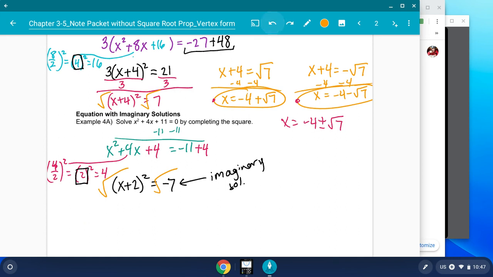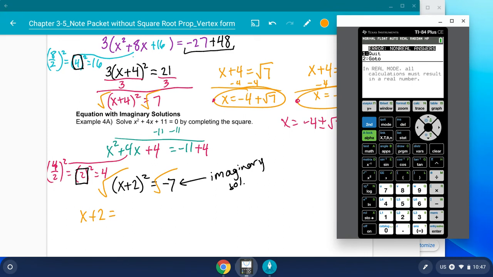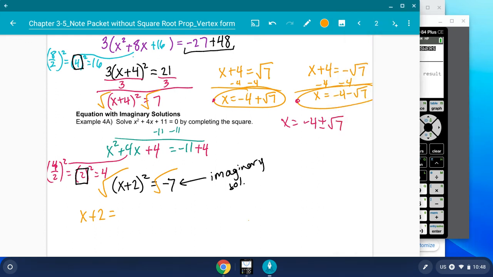You'll end up with x plus 2 equals the square root of negative 7. But if you do square root of negative 7, as you can see up there already, I'll just show you what it says though. It'll say non-real answer. So that means the opposite of non-real is imaginary. It's going to give you an imaginary solution. So you're going to have I square root 7 and negative I square root 7.